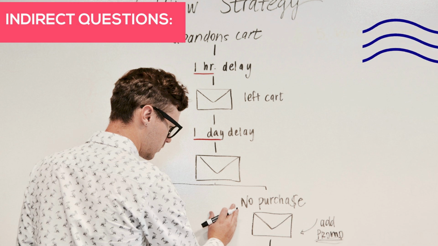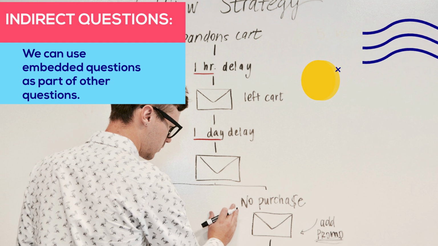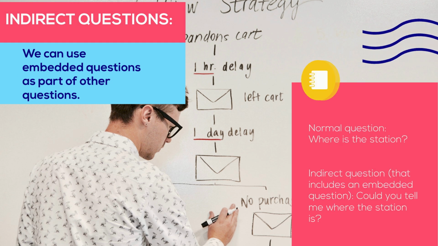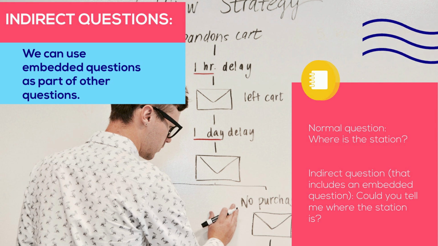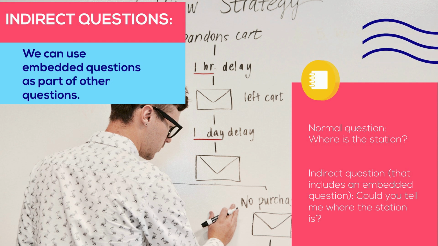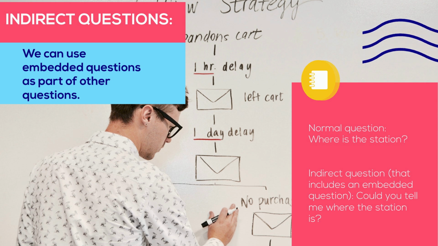Let's talk about indirect questions. We can use embedded questions as part of other questions. For example, a normal question would be, "Where's the station?" And the indirect question, meaning that it includes the embedded question, would be, "Could you tell me where the station is?"